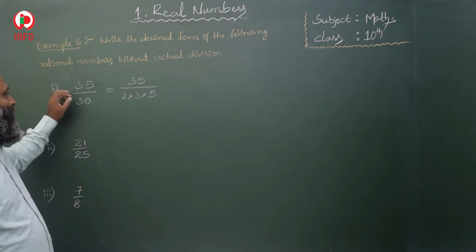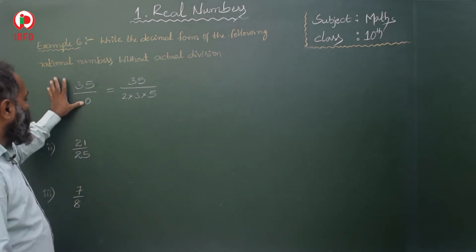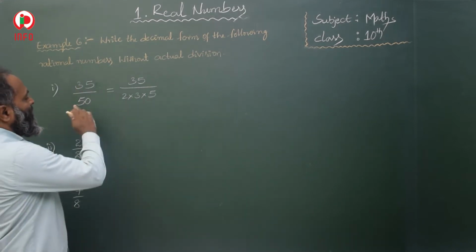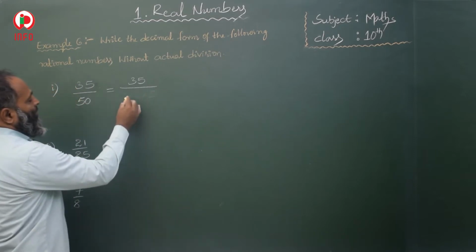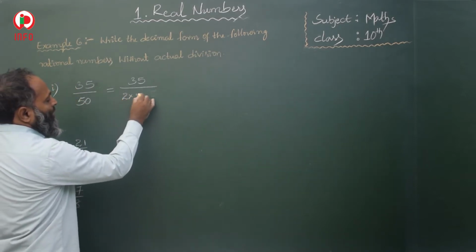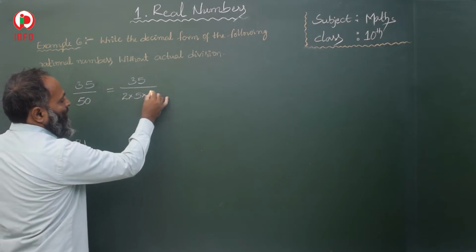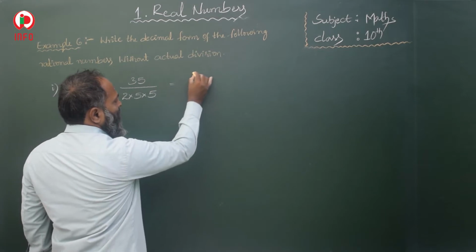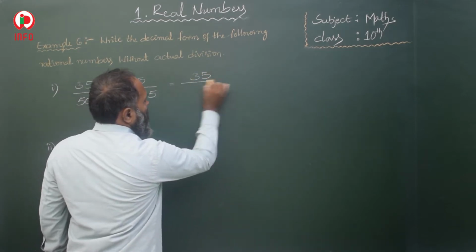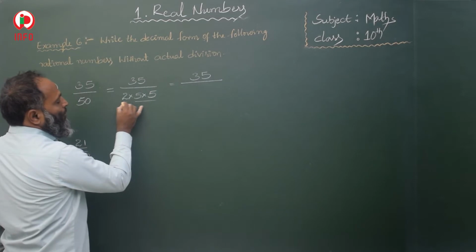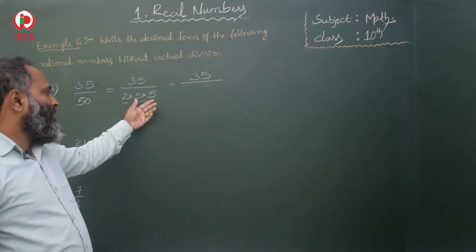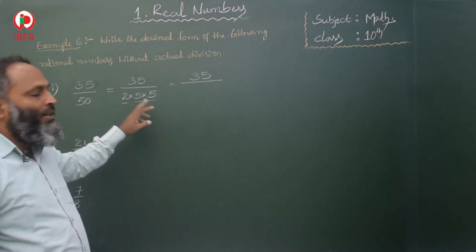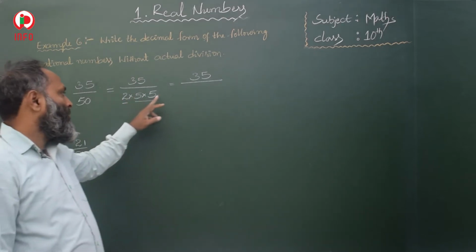Now students, here 35 by 50 is given. So we should take 50 here, 35 by 50. Then split 50 into prime factors. 2 5s are 10, 10 5s are 50, so 2 into 5 into 5. Then 35 by, here we have 2 5s, only 1 2 we have. So one more 2 we need, to make the 5s and 2s equal.